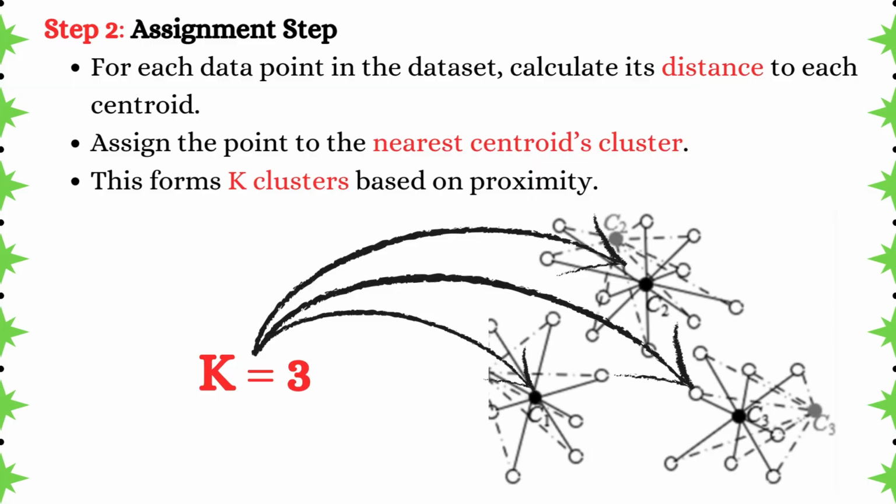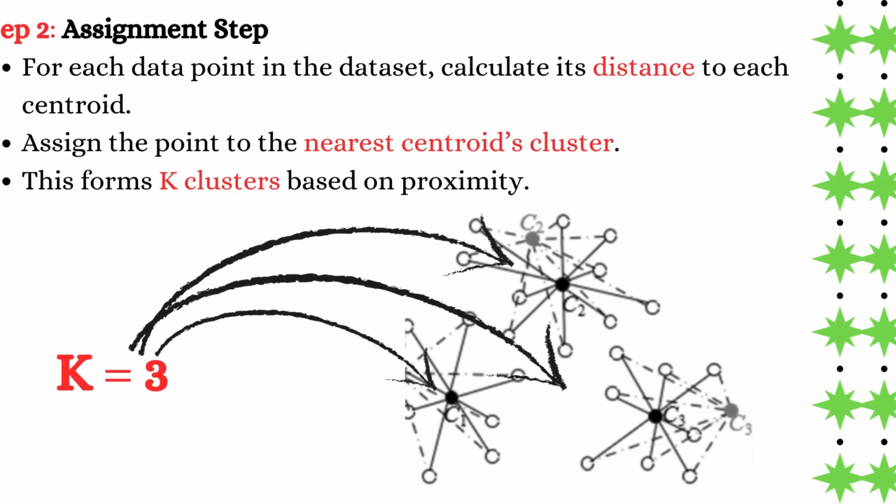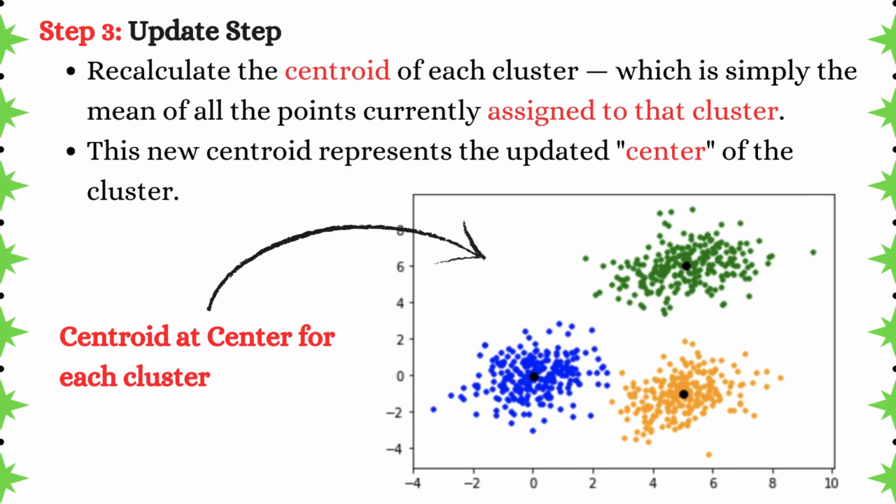Step 2. Assignment step. For each data point in the dataset, calculate its distance to each centroid. Assign the point to the nearest centroid's cluster. This forms k clusters based on proximity. Step 3. Update step. Recalculate the centroid of each cluster, which is simply the mean of all the points currently assigned to that cluster. This new centroid represents the updated center of the cluster.